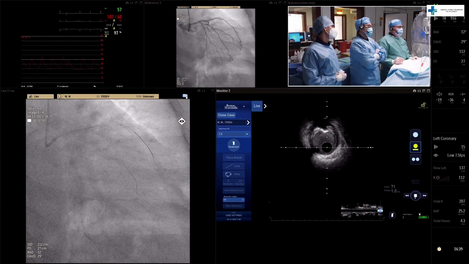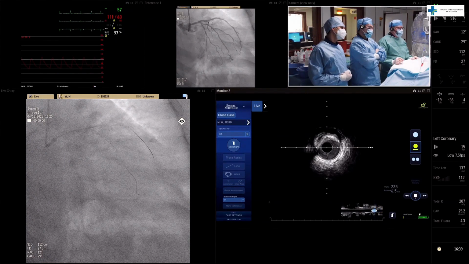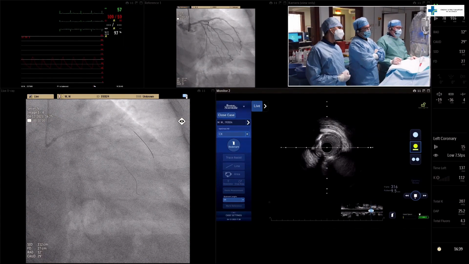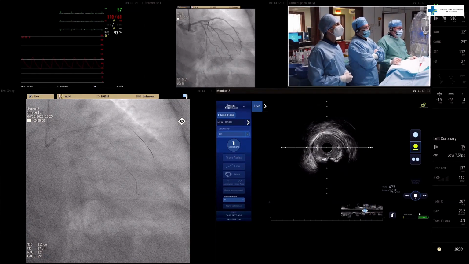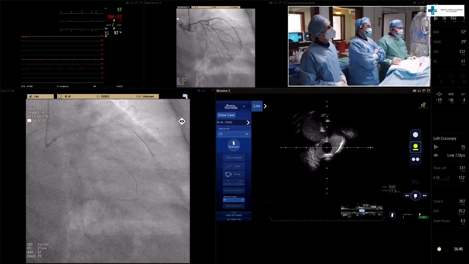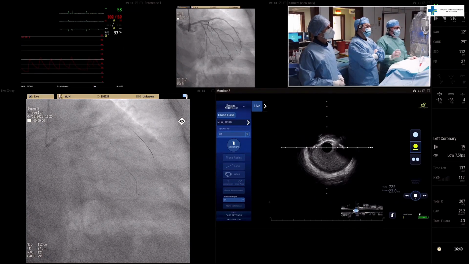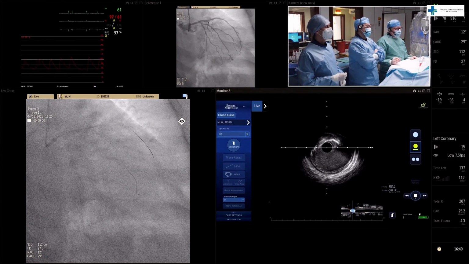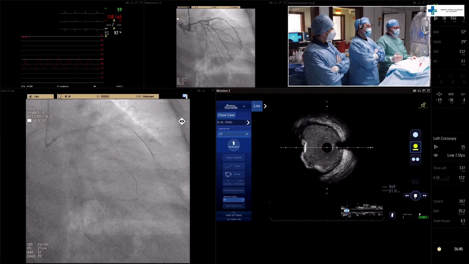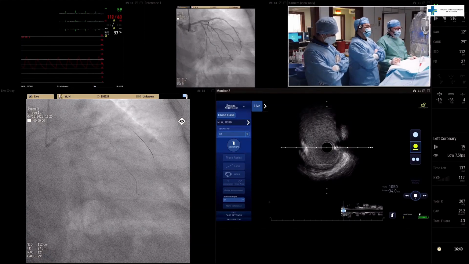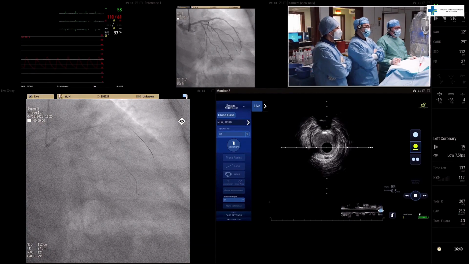Now you see the pullback, which we did from the first obtuse marginal branch. Of course, diffuse disease, but not narrowing. And here is the bifurcation of the circumflex with the first marginal branch. In the ostium, we see the plaque all along the vessel with some calcifications. However, it's not very narrowed. So, of course, we can again discuss whether we should use an upfront two-stent strategy because we have plaque there, or maybe we can try a provisional stenting strategy.